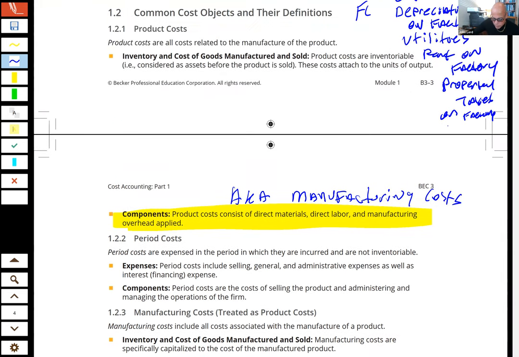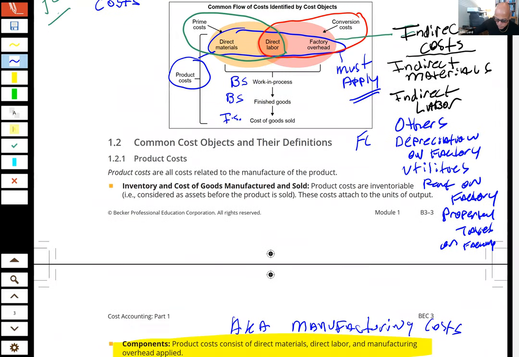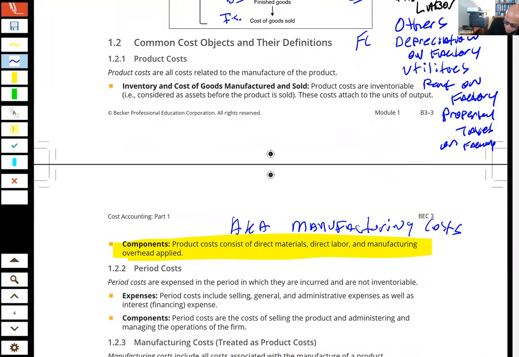Can I ask you to flashcard that up there? Yeah, I did. Okay, so that's right. Also known as what? Product cost, okay? Are our direct materials, our direct labor, and our manufacturing overhead. You don't have to flashcard it twice, though. I'm just showing you here in the textbook that that's saying the same thing.